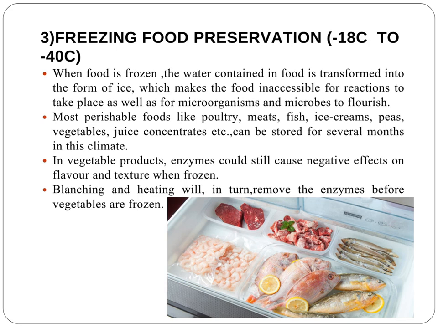The freezing temperature generally ranges from -18 degrees Celsius to -40 degrees Celsius. When food is frozen, water converts to ice. This reduces microbial activity and slows down most chemical reactions. As a result, foods like meat, poultry, fish, ice cream, vegetables, and juice concentrates can be stored for several months. However, some enzymes may still remain active. Therefore, vegetables are often blanched before freezing to inactivate these enzymes.